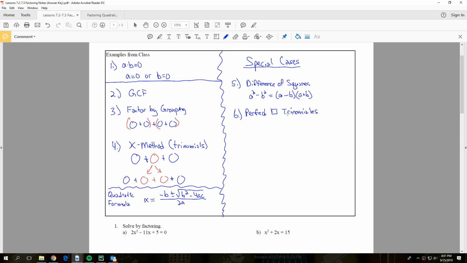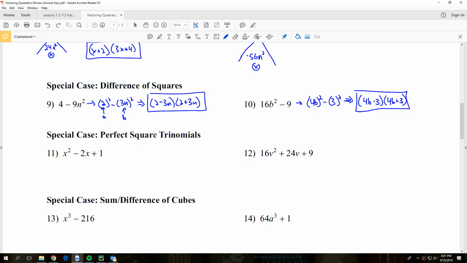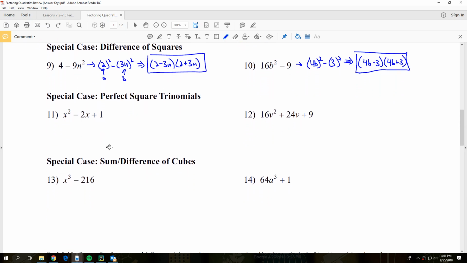All right. So what do I mean by perfect square trinomial? Let me show you the examples, okay? Number 11 and 12 are considered perfect square trinomials. That's because first you're going to identify the first and last term as perfect squares. X squared and positive 1, those are perfect squares. Just like this one right here. 16v squared, that's a perfect square. 4v times 4v, and 9. All right, but that's not enough.